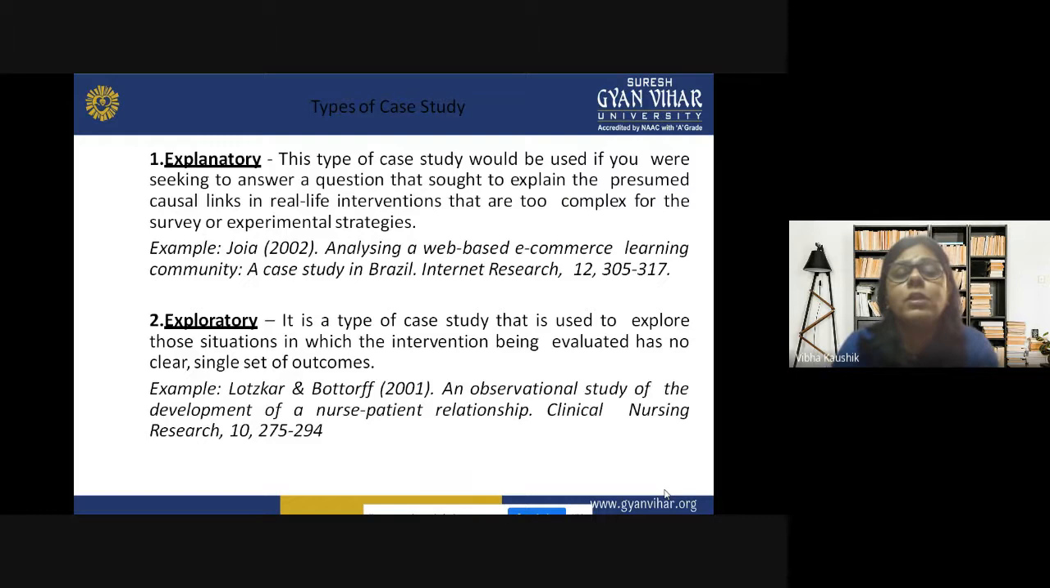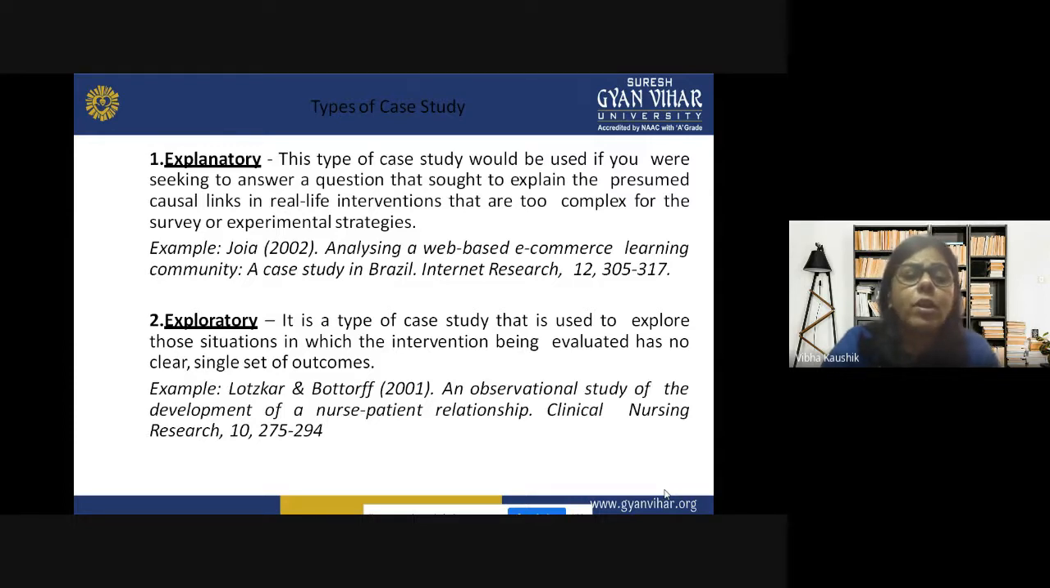Now, types of case study. What are the different types of case study that can be used? The first one is explanatory. The explanatory case study method can be used if you are seeking to answer a question that sought to explain the presumed causal links in real life interventions that are too complex for survey or experimental strategies.